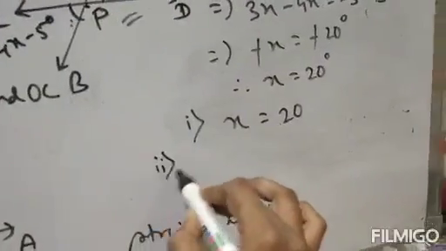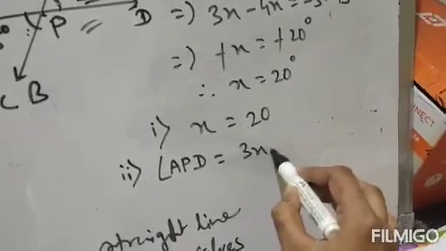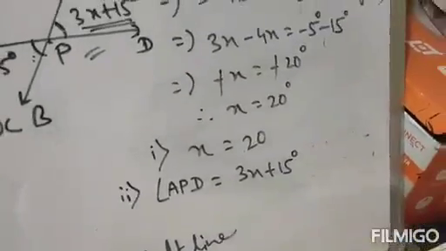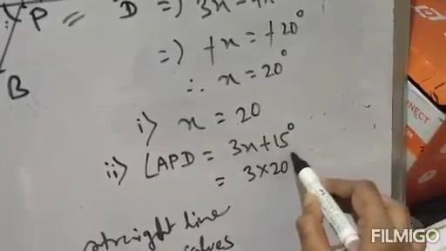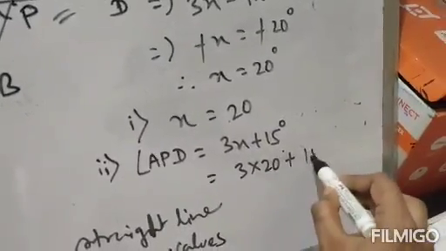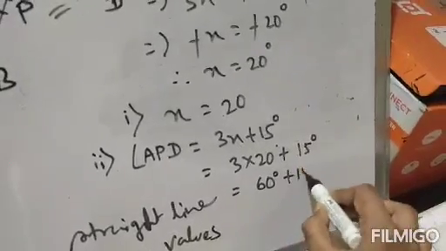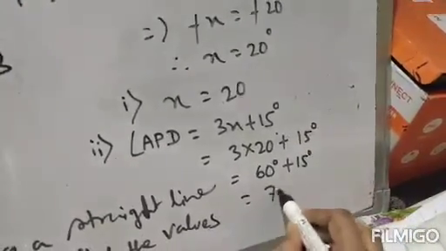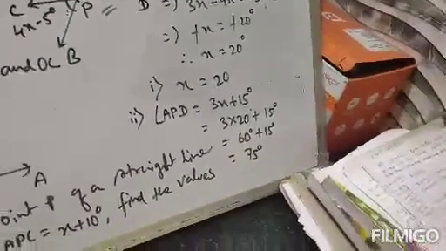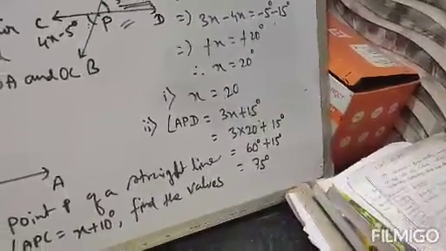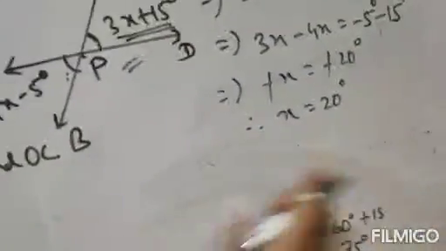So question number 2, angle APD. Angle APD is given as 3x plus 15 degree. So x is 20, so put 20 in place of x. So 3 into 20 plus 15 degree. So 3 into 20, that is 60 degree plus 15 degree. So it is 75 degree. 60 plus 10, 70 and 5, 75 degree. So 75 degree is the answer. Clear? Next. So question number 2, solve.